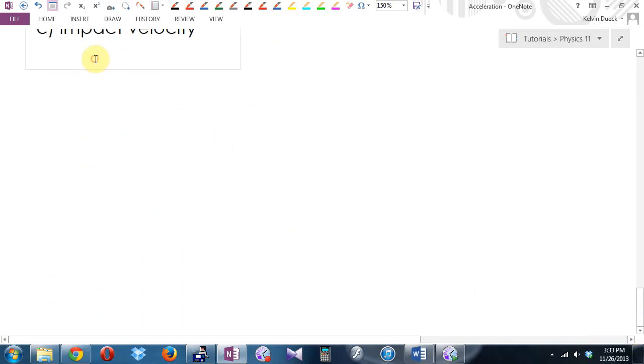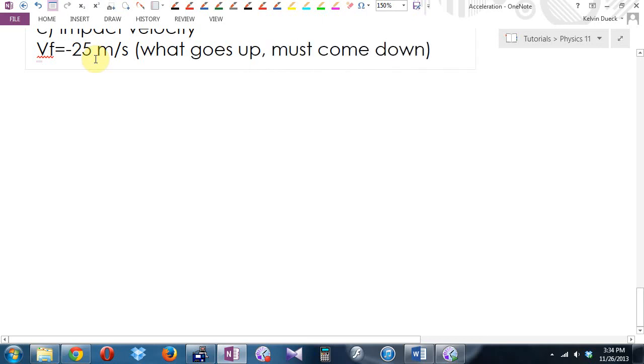So V final. I can only use what goes up must come down if I start and end at the same height. Otherwise, I've got to do some number crunching. But that can be handy. What else?